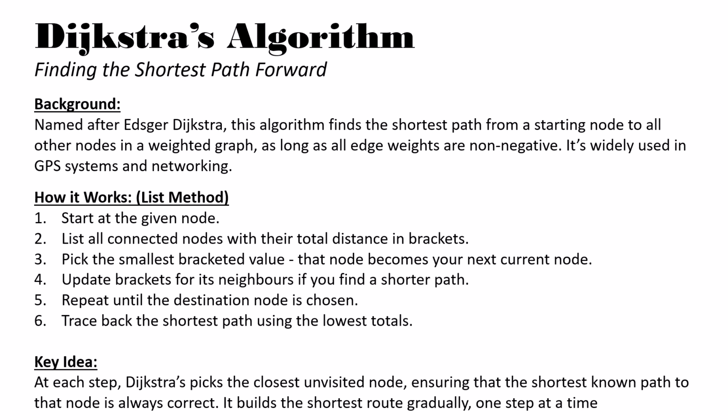So the key idea here with Dijkstra is that it picks the closest unvisited node, ensuring that the shortest known path to that node is always correct, and it builds the shortest route gradually, one step at a time. So let's take a look at a nice straightforward example just to get us started with this algorithm.